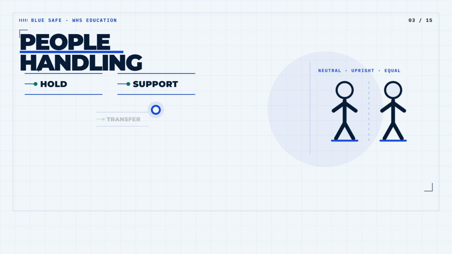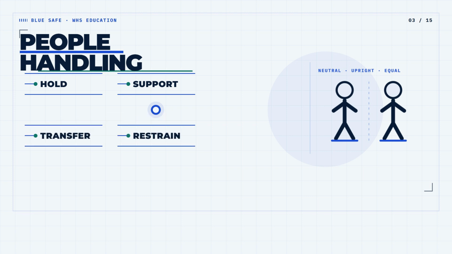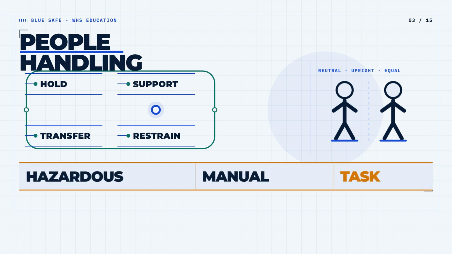Those words define the approved education boundary. This video uses anonymous system diagrams only. It does not demonstrate how to hold, support, transfer or restrain any particular person.